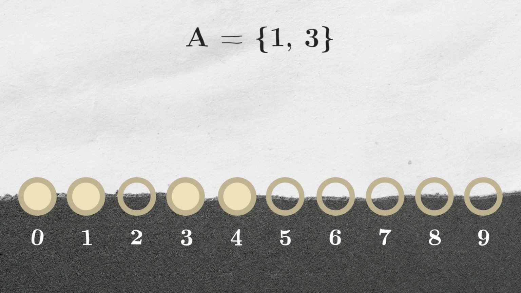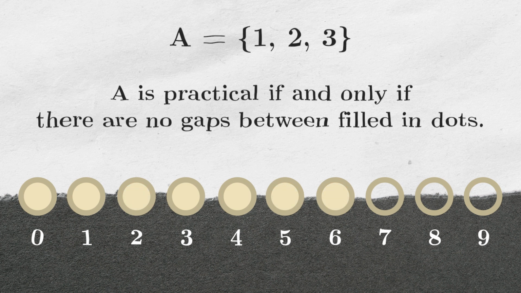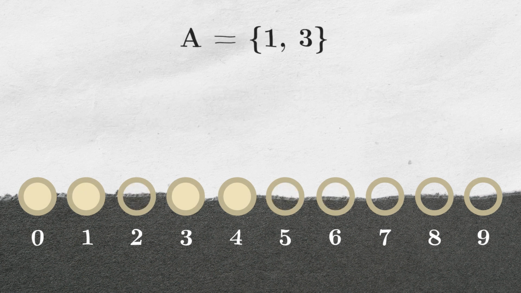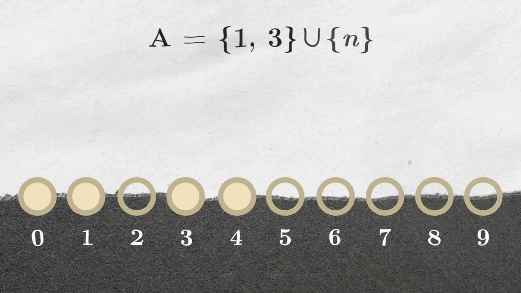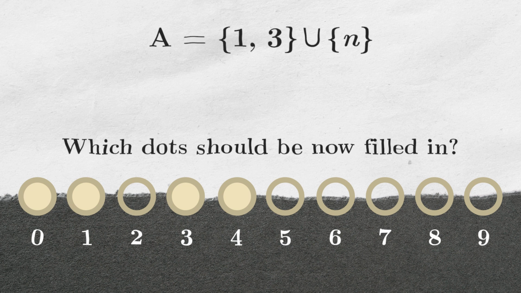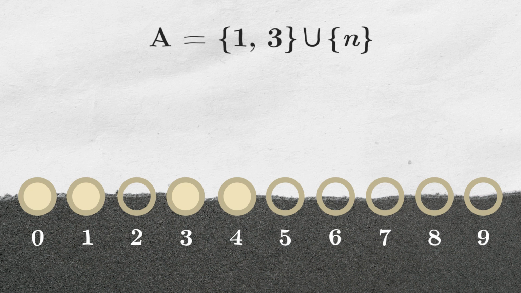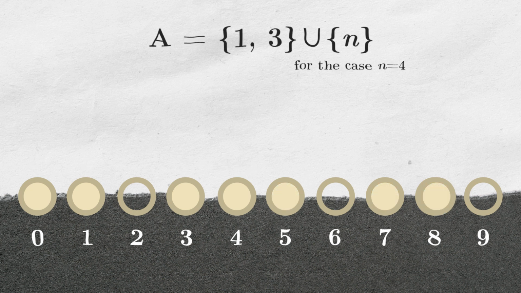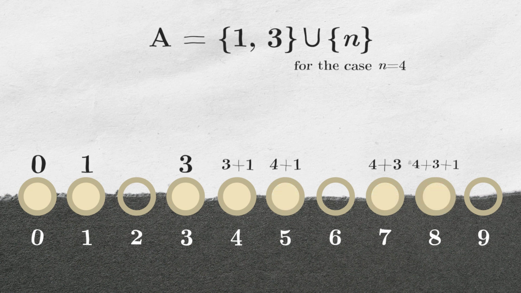Let's say that we have a set A, and the filled dots on the number line represent all the numbers that are sums of distinct elements of A. Then A is a practical set if and only if all dots from 1 up to the sum of A are filled. Now imagine that we add a new number to our set. What happens with the numbers representable by it? Of course, all the filled dots stay filled, because their representations are still the same, but now new dots are getting filled as new numbers get their representations.